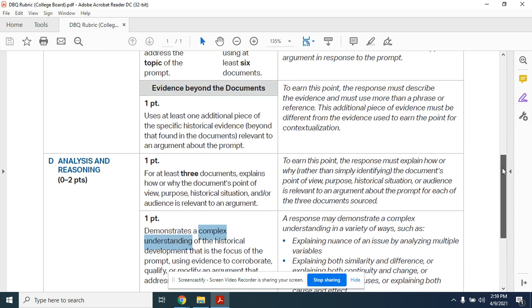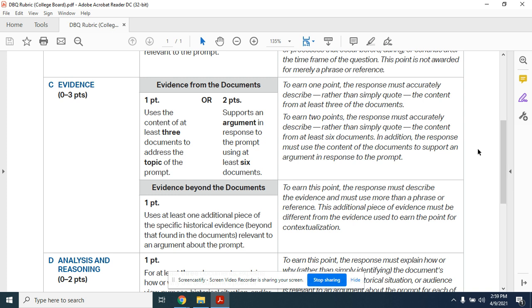But now let's talk about the documents or the evidence and see where we're earning our points. So three points come from the evidence in your essay. We're going to look at the low bar of this, and then I'm going to tell you we're not aiming for the low bar, and I'll point out where we are aiming. But you do earn one point if you effectively use the content of at least three of the seven documents to address the topic of the prompt.